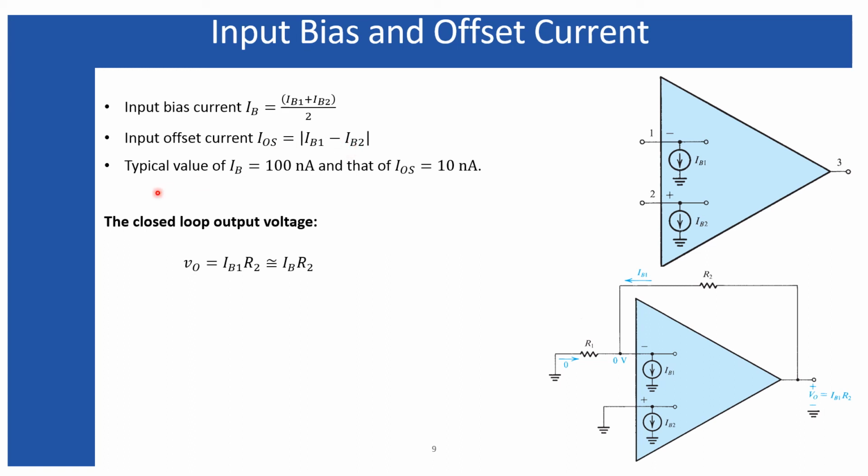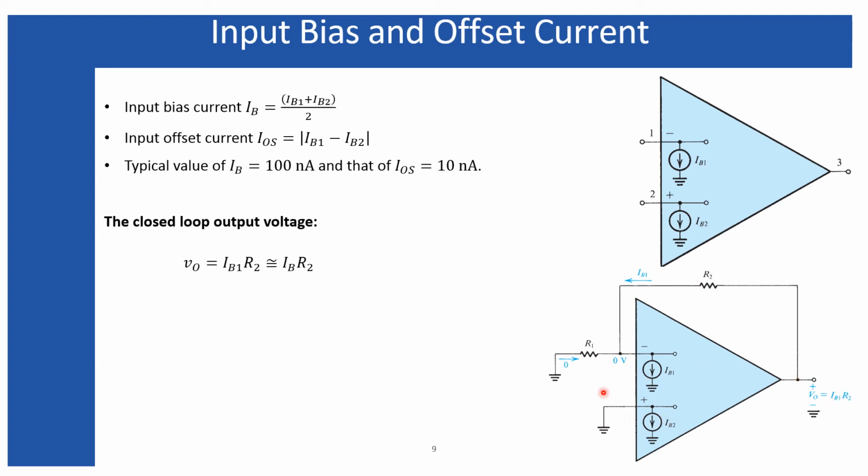A typical value of IB, that is the bias current, is 100 nanoampere, and this is a typical value of the offset current we can see over here. Now, for example, the closed loop output voltage that can be available for this bias current.